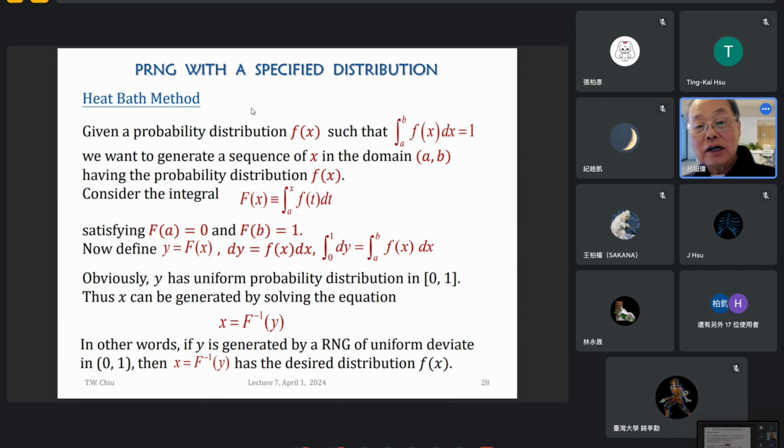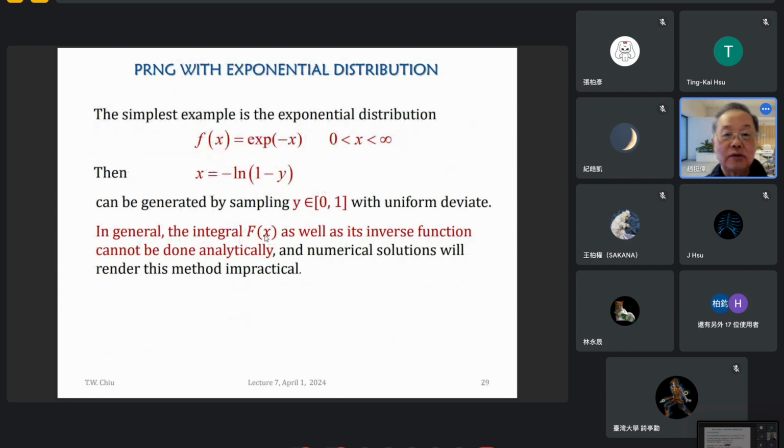Let me go to an example. How can we use this heat bath method to generate random numbers of any distribution I like? For example, a random number generator with exponential distribution. That means f(x) is e to the minus x. You can see the probability is the largest at x equals 0, and then it decays as this exponential function.